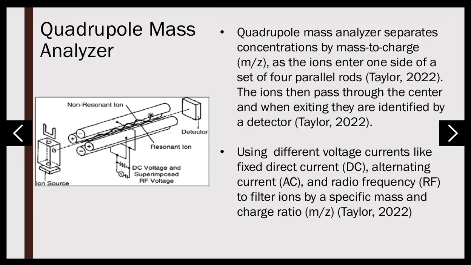Quadrupole mass analyzer. A quadrupole mass analyzer separates ions by mass-to-charge ratio, m/z, as the ions enter one side of a set of four parallel rods. The ions then pass through the center, and when exiting they are identified by a detector, as seen in the figure. Different voltages, like fixed direct current (DC), alternating current (AC), and radio frequency (RF), are used to filter ions by a specific mass-to-charge ratio, m/z.